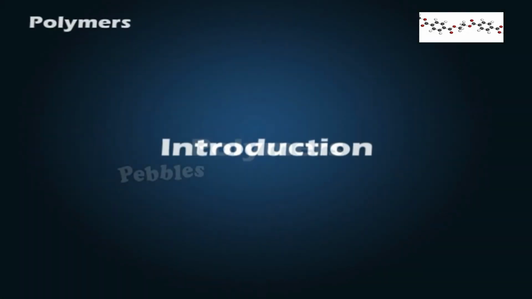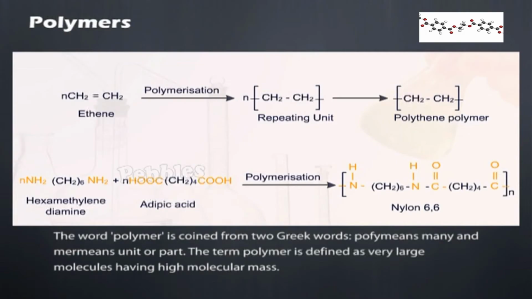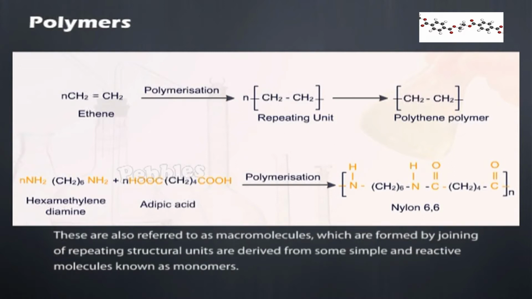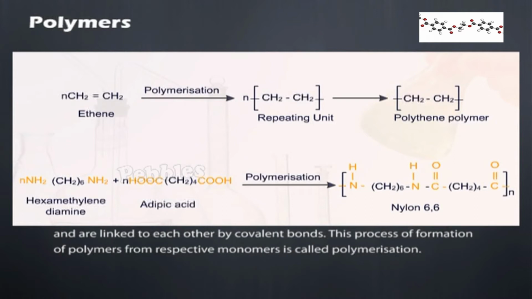Polymer. Introduction. The word polymer is coined from two Greek words. Poly means many and mer means unit or part. The term polymer is defined as very large molecules having high molecular mass. These are also referred to as macromolecules, which are formed by joining of repeating structural units, are derived from some simple and reactive molecules known as monomers, and are linked to each other by covalent bonds.